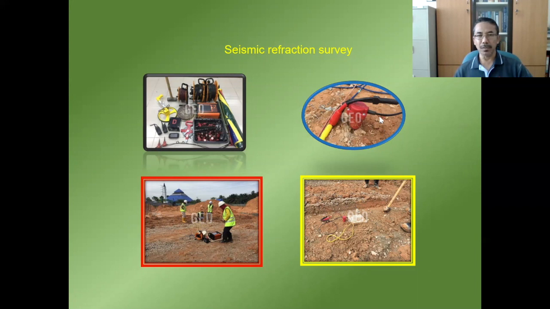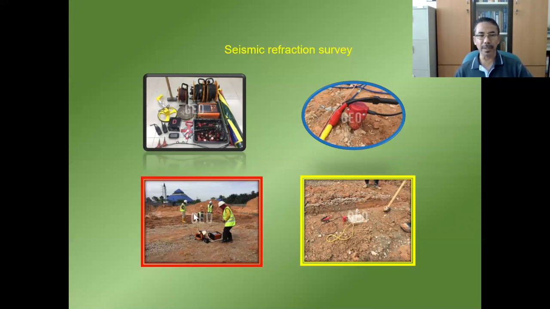This photo shows the close-up of a geophone inserted into the ground. This geophone is connected to this data logger, the seismograph, via a cable. The function of this geophone is to detect the arrival of the wave. Once this geophone detects the arrival of the wave, it will send a signal to the data logger to record the time of arrival of the wave.